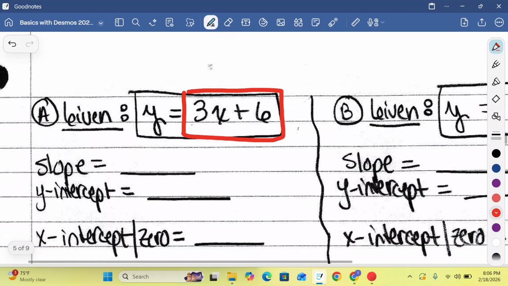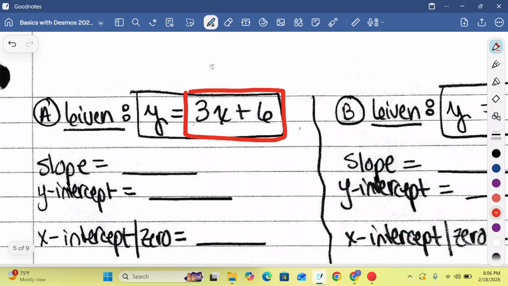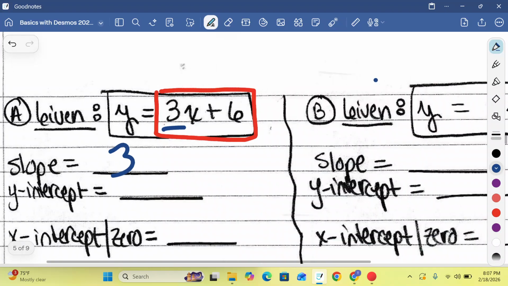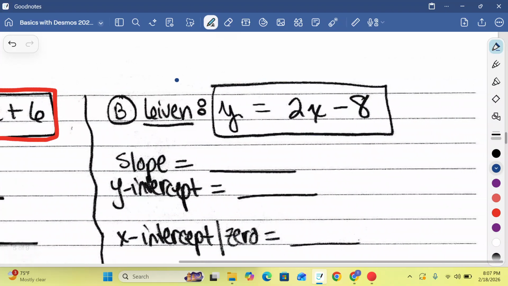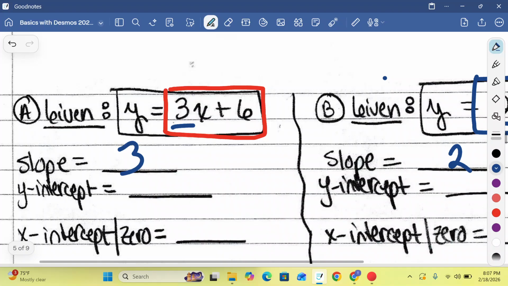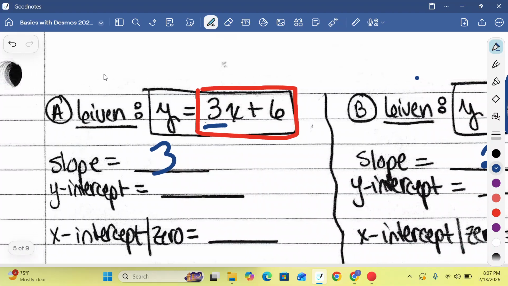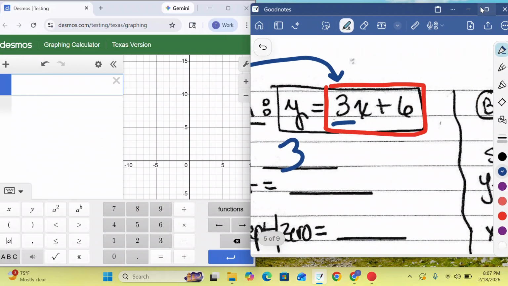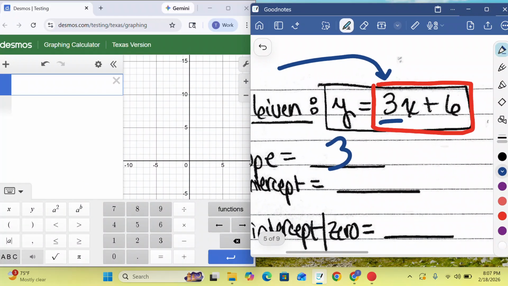But before I get my slope, remember the slope is the number next to the letter. So in blue, the slope, I already know, is going to be 3. If I go to letter B, all I'm going to do is input this into Desmos and let Desmos do the work. But again, it is y equals mx plus b. My slope is going to be 2. Now, how do I find my x-intercept and y-intercept? Well, let's go back to letter A, and I'm going to put that in red into Desmos and let Desmos do the work.